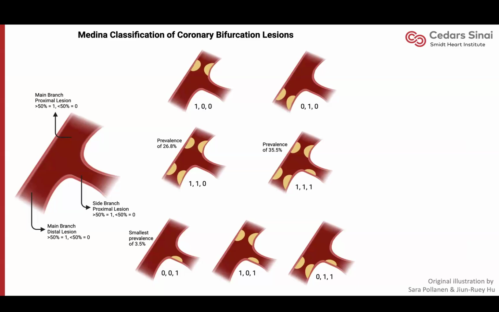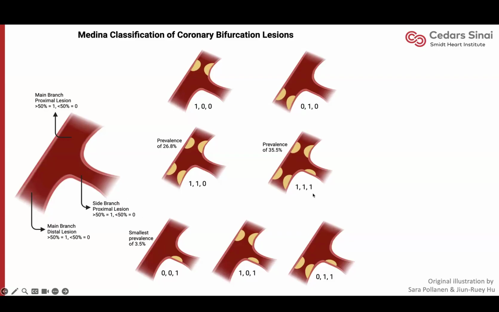Introduced in 2006, the Medina classification is the most widely used classification for bifurcation lesions due to its simplicity. It has three binary digits to denote the presence, 1, or absence, 0, of significant stenosis, meaning 50% or more diameter reduction, in three segments of the bifurcation. These segments are the proximal main vessel, the distal main vessel, and the side branch, respectively.